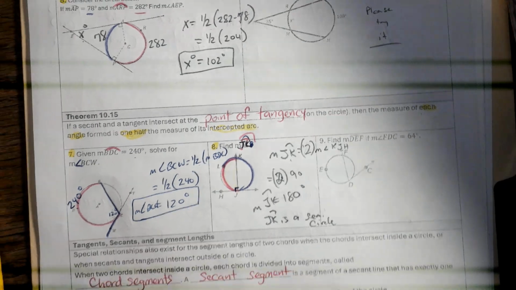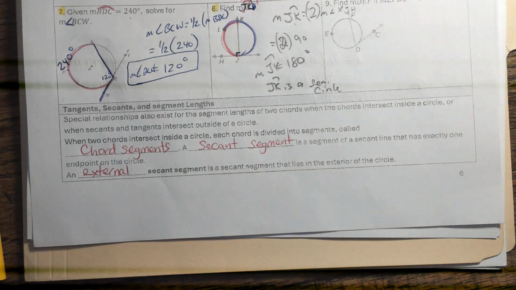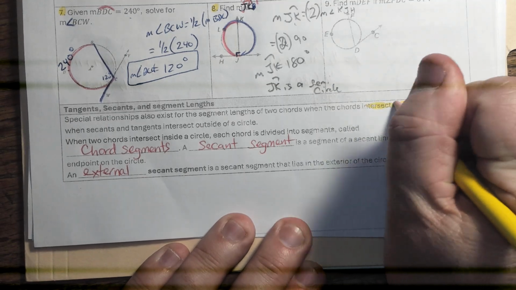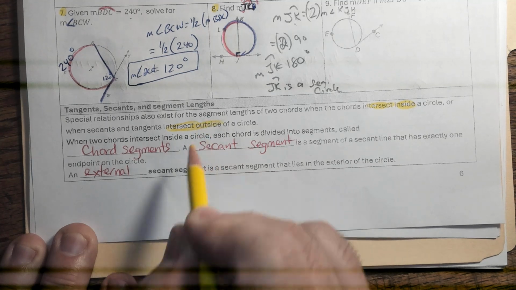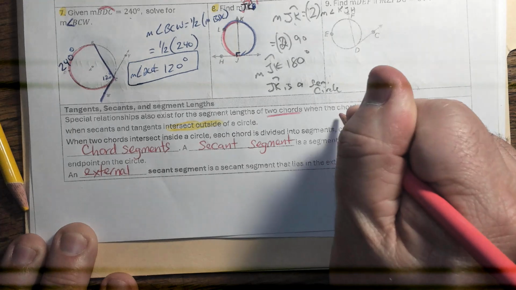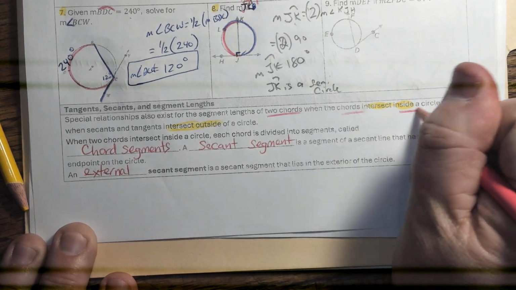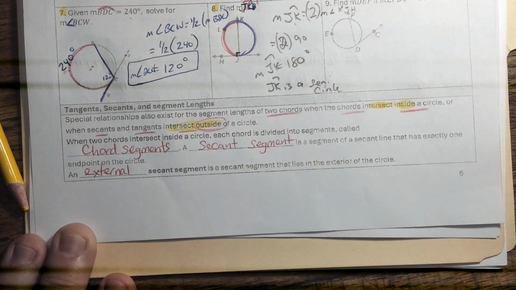So let's scooch to the bottom. We got a little bit of notes here. Bottom of page 6. So tangents, secants, and segment lengths. So special relationships also exist for the segment lengths of 2 chords when the 2 chords intersect inside a circle, or when secants and tangents intersect outside a circle. All right, so when the chords intersect inside the circle, and then when it's a secant and a tangent, they intersect outside the circle.